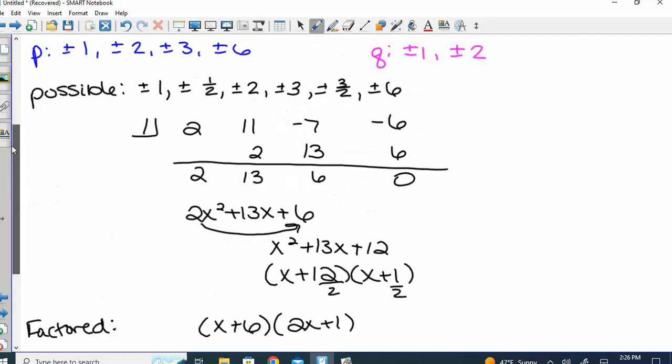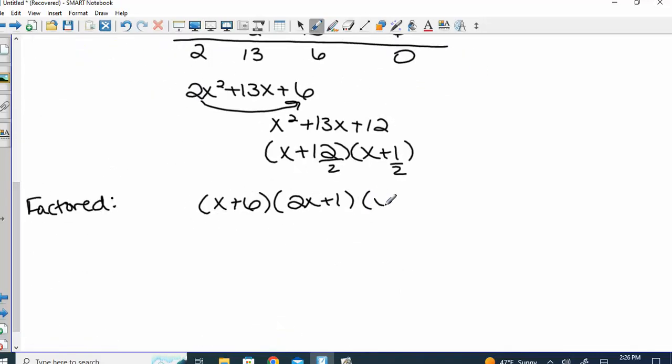What else do I need in my factored form? We said we already divided by 1, so x minus 1 is the last zero. Or the last factor, excuse me. What are my zeros? -6, -1/2, and 1. Were all of those on my list of possible zeros? They were, and you could have started with any of those and gotten the correct answer at the end.